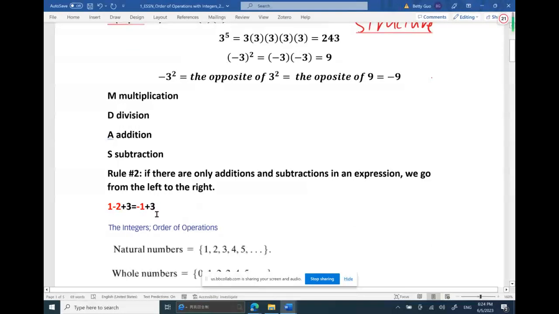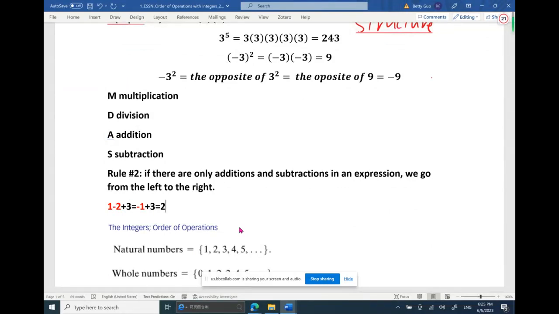And then we bring down +3. +3 is still in the expression. And then we take care of the addition. In a casino, you lost $1 and then you make $3. So how much do you have? You have $2. Then -1 plus 3 is 2. So that's the answer, right?